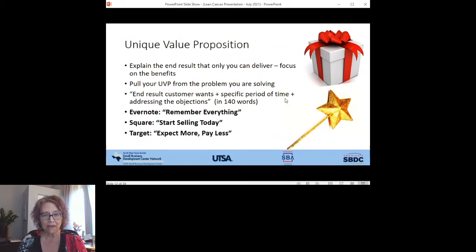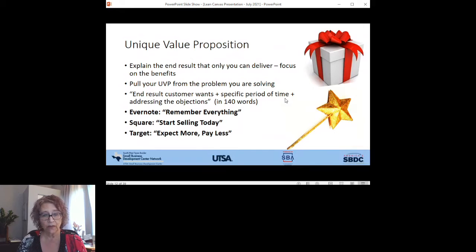I read this formula, although most of the UVPs that I'm sharing do not go into this much specificity, but you want to think about the end result the customer wants and add to it a specific period of time, and then add some more that addresses the objections and keep that all in 140 words. Very difficult to do. In most cases, you're not going to see a UVP that addresses the objections, at least not directly. These are some of the examples that I've found.